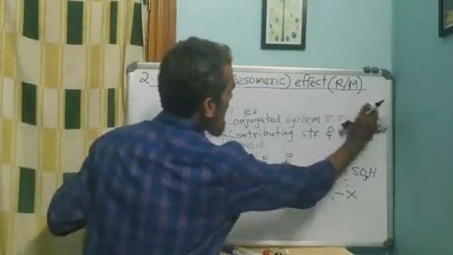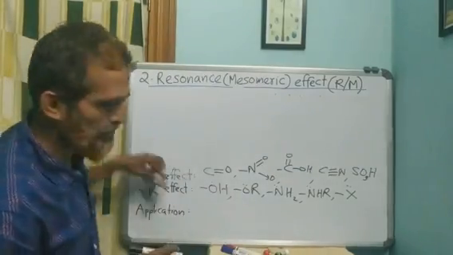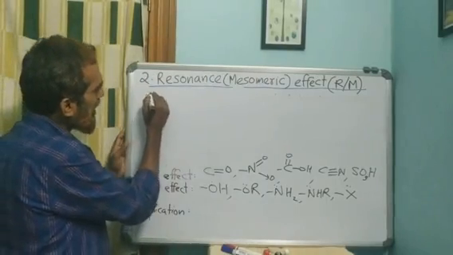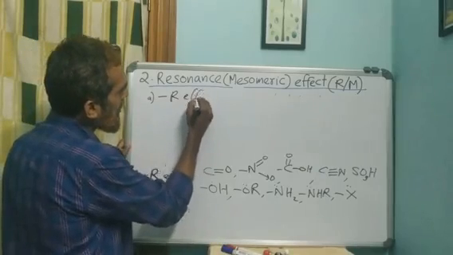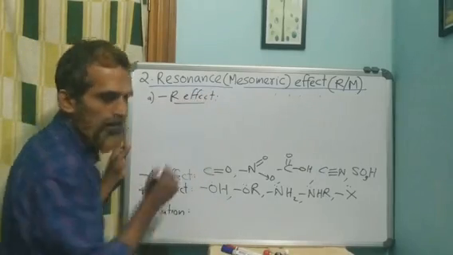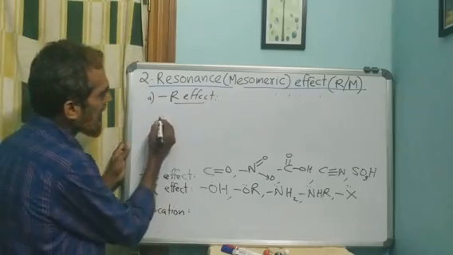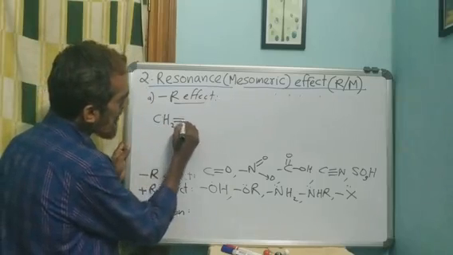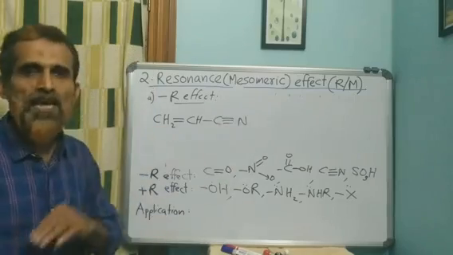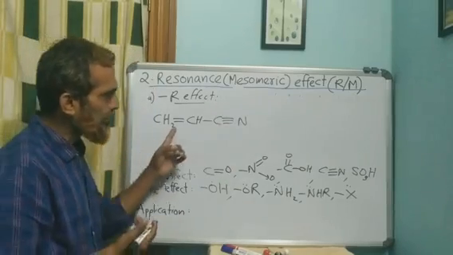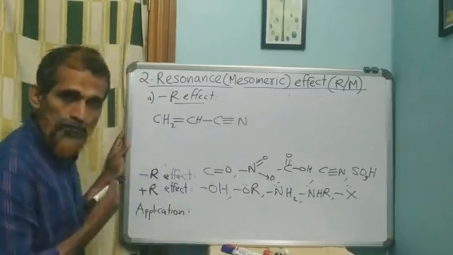We can now take examples to explain these two types of resonance effects. So resonance effects are of two types, that is minus R or minus M effect, electron withdrawing resonance effect, and electron donating resonance effect. Putting an example for minus R effect, let us take, for example, this one, CH2 double bond CH single bond C triple bond N. What is this? Vinyl cyanide, right? Propenenitrile, that is the IUPAC name. This group CN is a minus R group.